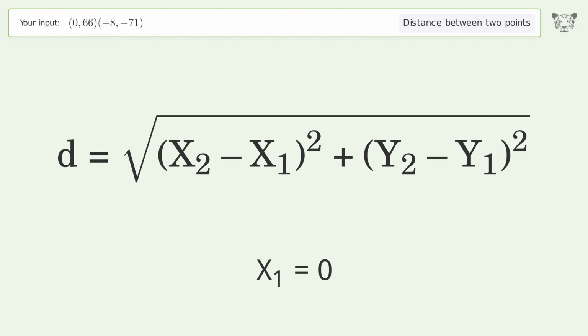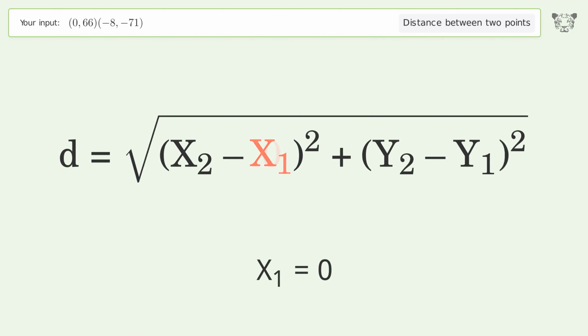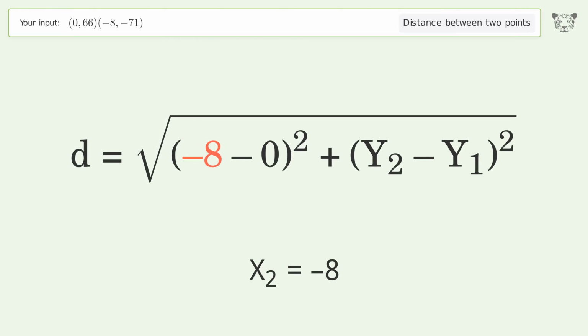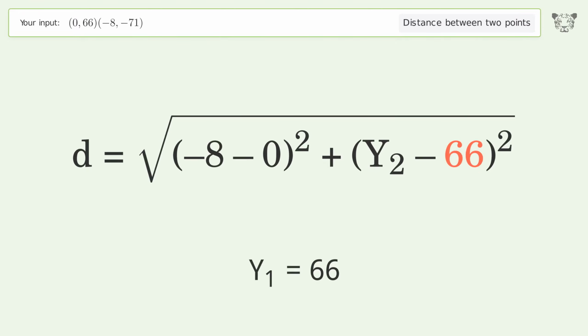x1 equals 0. x2 equals -8. y1 equals 66. y2 equals -71.